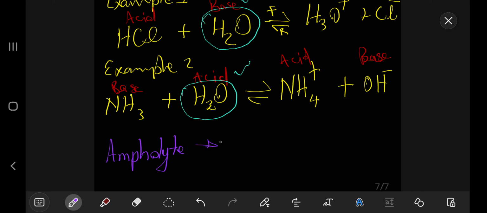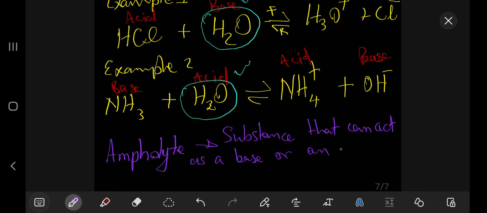So that is an ampholyte. So what is an ampholyte? It is a substance that can act as a base or an acid. It can act either as a base or an acid. So that is an ampholyte.